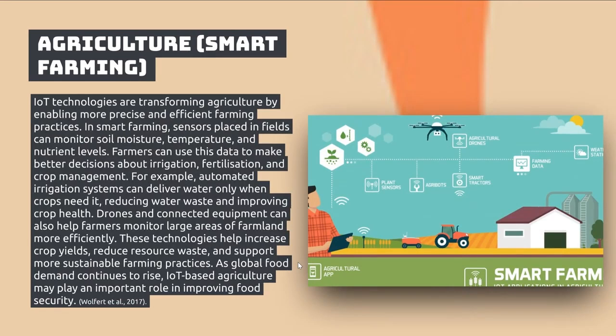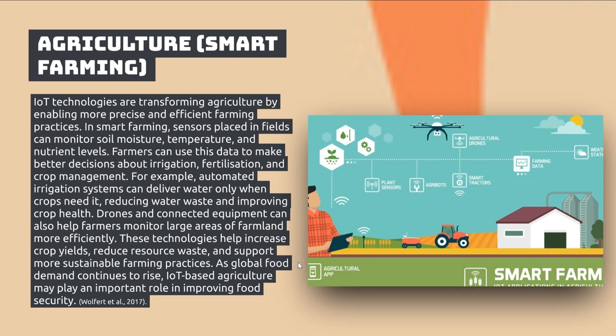Then we have agriculture, smart farming. IoT is transforming agriculture by enabling precision farming techniques. Sensors placed in fields can monitor soil moisture, temperature, and crop conditions. Farmers can use this information to optimize irrigation, fertilization, and harvesting processes.